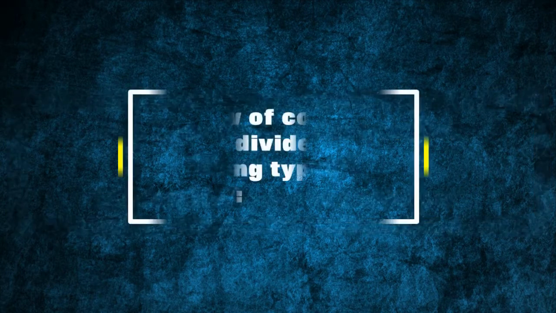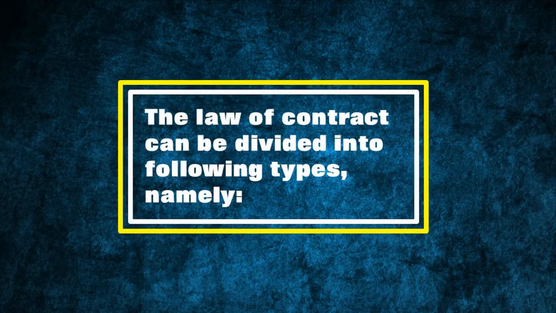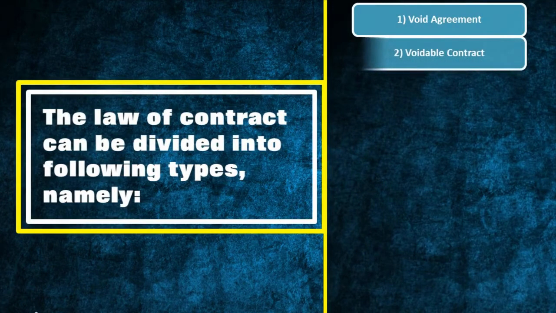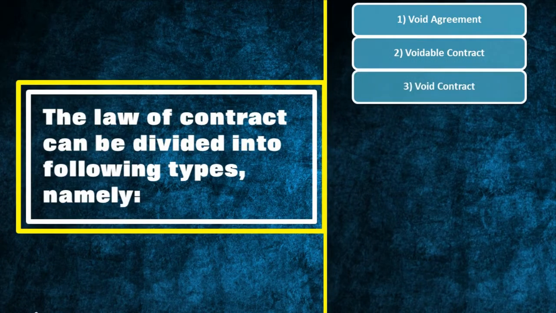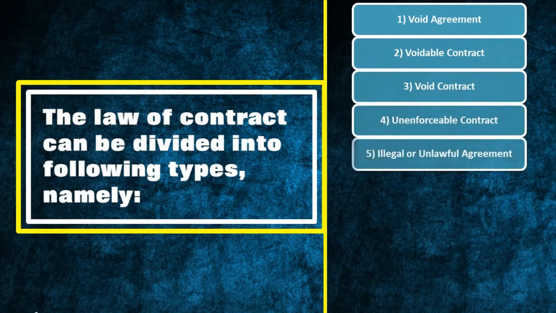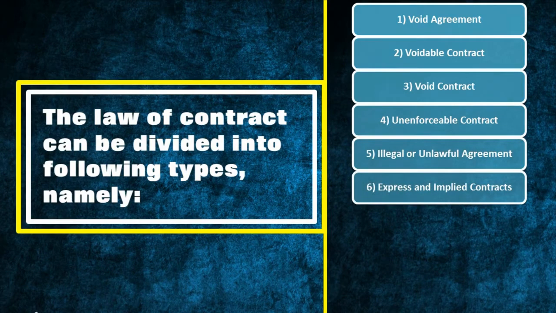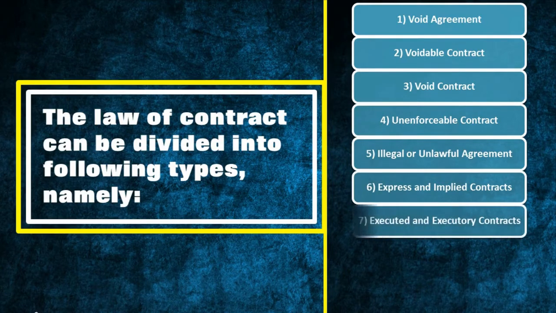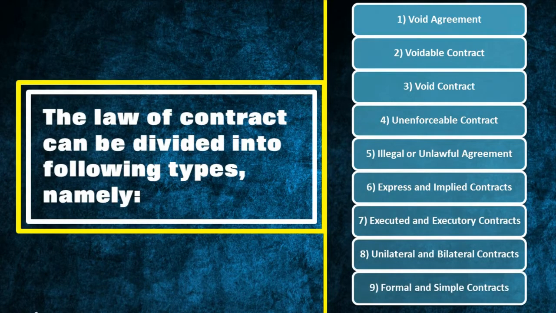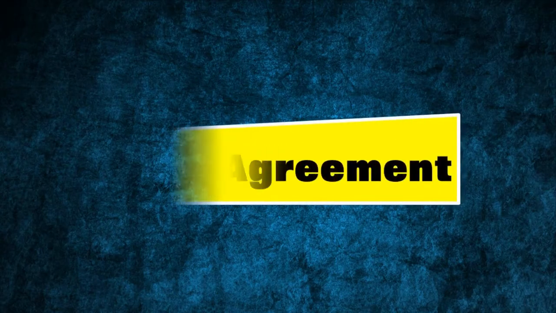The law of contract can be divided into following types, namely: 1. Void agreement. 2. Voidable contract. 3. Void contract. 4. Unenforceable contract. 5. Illegal or unlawful agreement. 6. Express and implied contracts. 7. Executed and executory contracts. 8. Unilateral and bilateral contracts. 9. Formal and simple contracts. Let us understand various types of contract one by one.